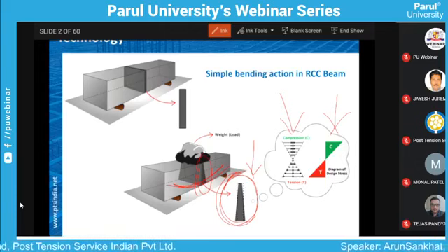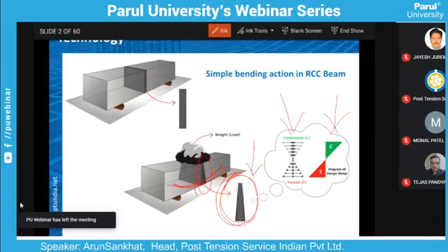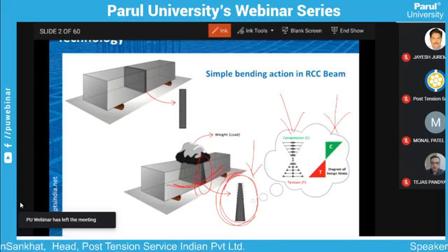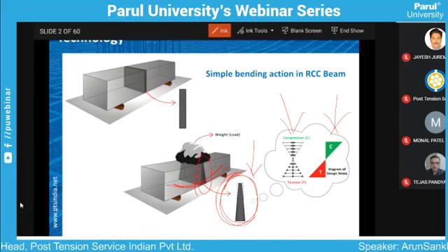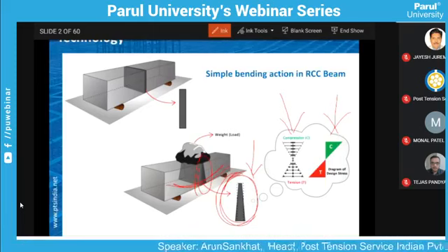If we have M30 grade concrete, its characteristic compressive strength, fck value, would be 30 Newton per mm square. That would be the value for concrete. Whereas the same concrete will have a different value for tension, and that is almost 1/10 of the compressive strength. It has hardly around 3 Newton per mm square as tensile strength.